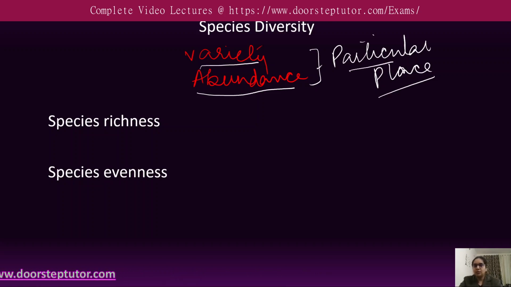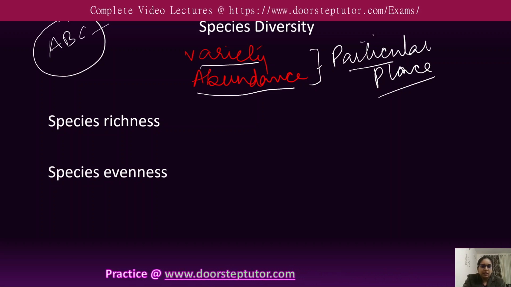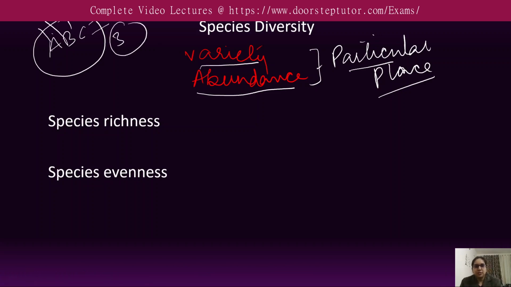There are various ways of measuring species diversity. The simplest one is just to enumerate the number of species present in a given area. For example, suppose there is a forest ecosystem with species A, B, and C. We can just count them: 1, 2, and 3. So 3 different species are present. This is the simplest way. It is relatively easy to do for plants and less sedentary animals, but it is very difficult to enumerate the various insects present in an ecosystem.